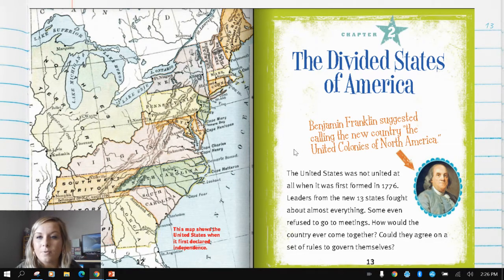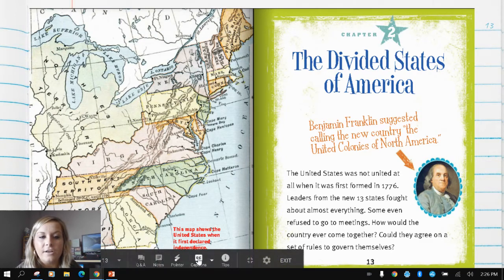Our caption says Benjamin Franklin suggested calling the new country the United Colonies of North America. So, interesting, different name. Over here, this map shows the United States when it first declared independence. So it shows our first 13 colonies over here.